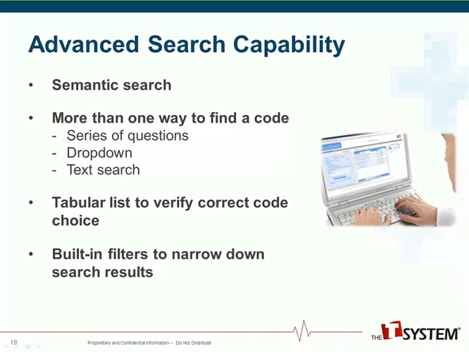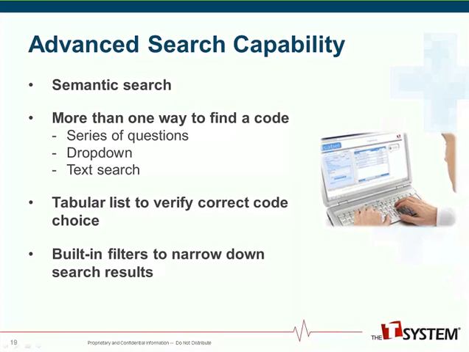Does it give you a tabular list so you can verify your correct code choice? If you're a coder, you know that when the guidelines state you're supposed to look in the alpha index first, and then you verify that information by looking at the tabular, making sure that that's the way to correctly describe your condition. And we talked about built-in filters to narrow down search results.